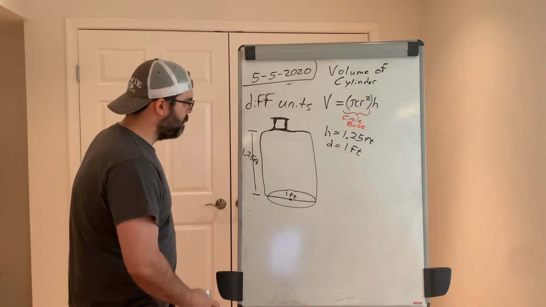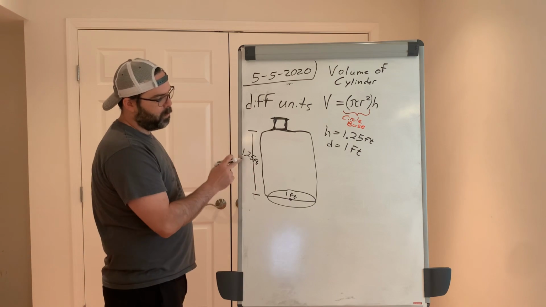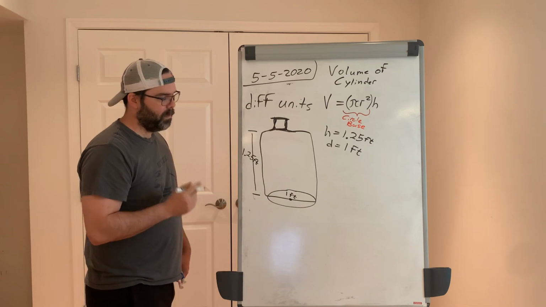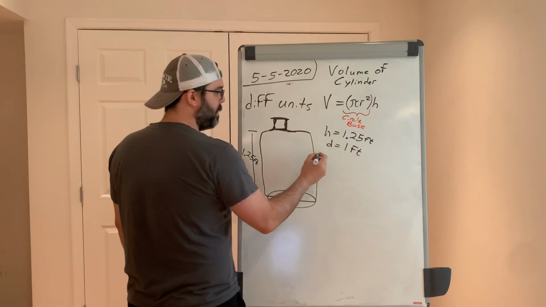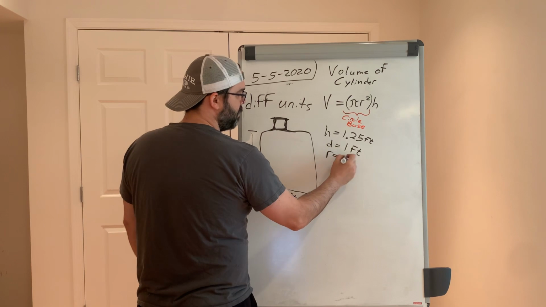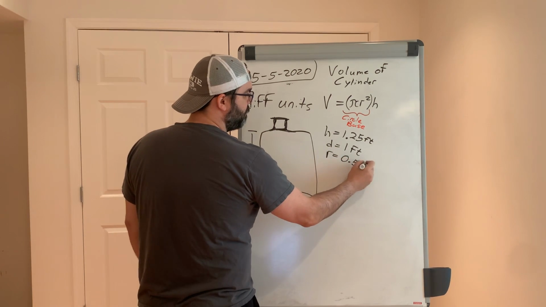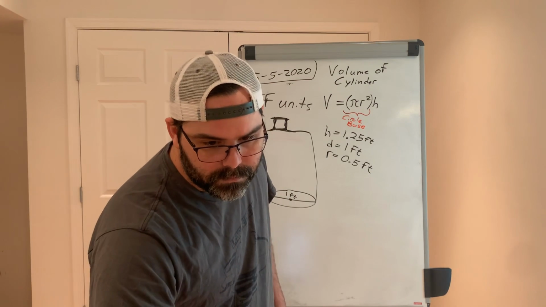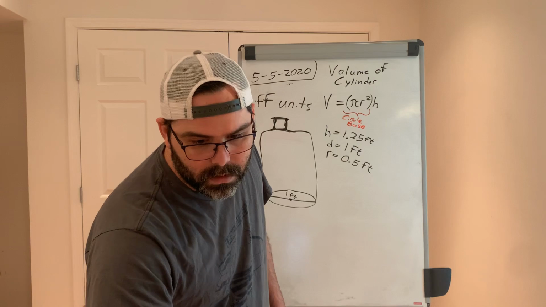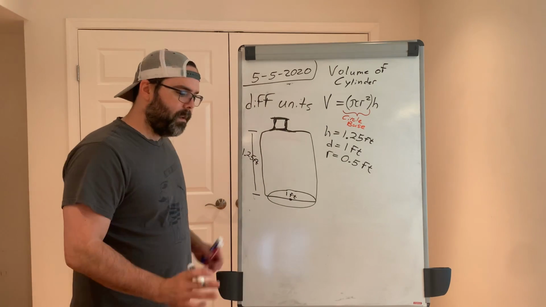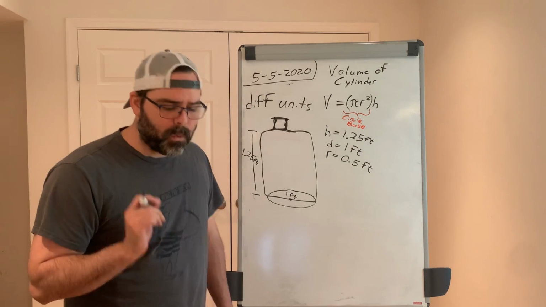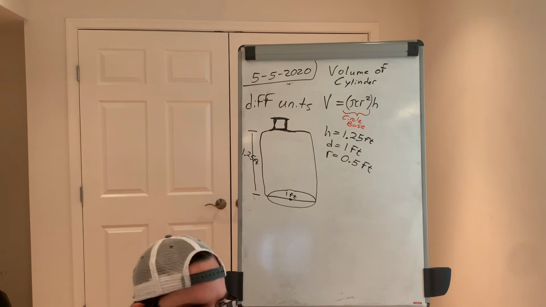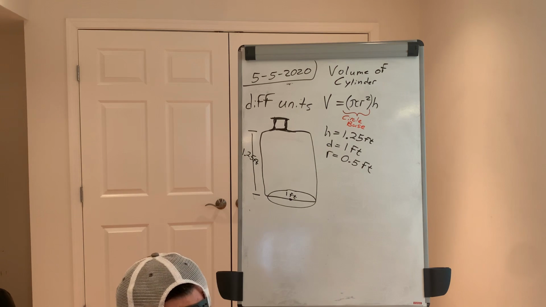Okay. So we've got the height, which is 1.25, and we've got the diameter, which is a foot, 1 foot. Okay, so if the diameter is a foot, what is the radius? 0.5 feet. Yeah, good.